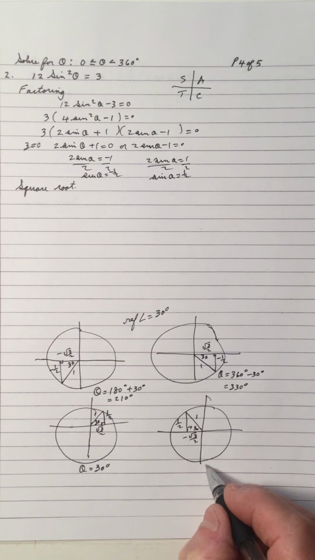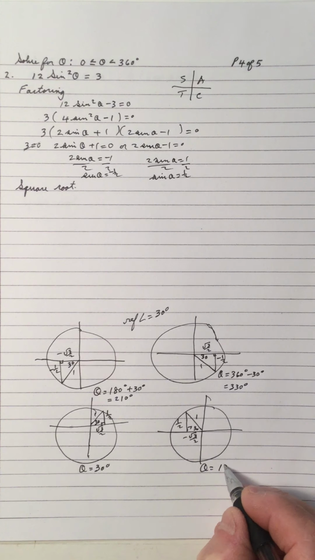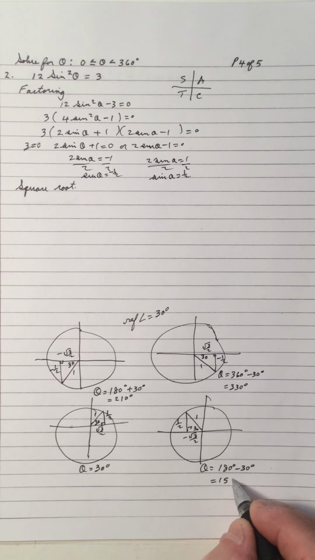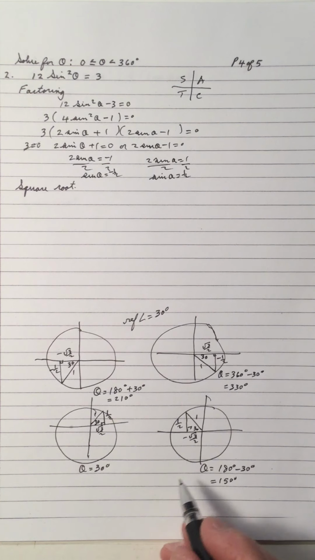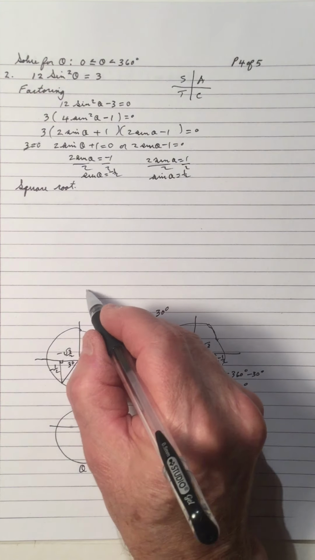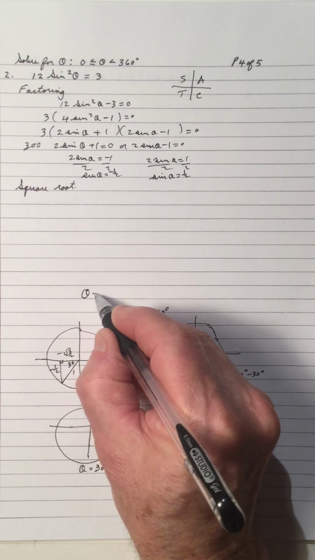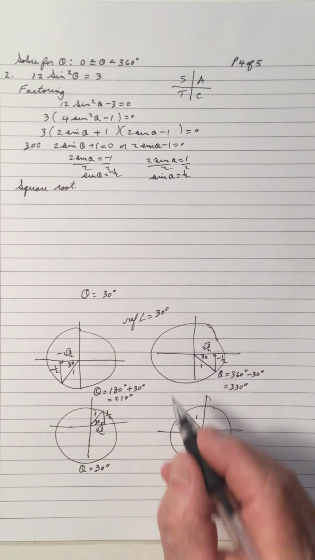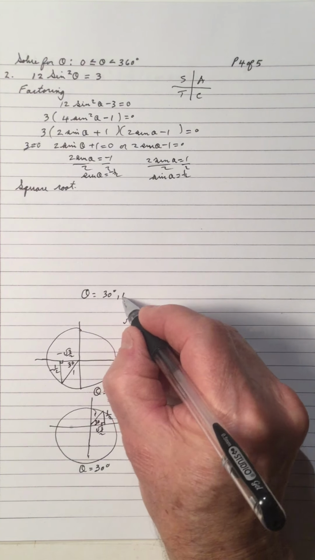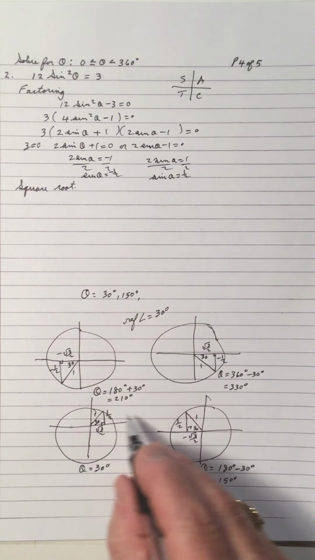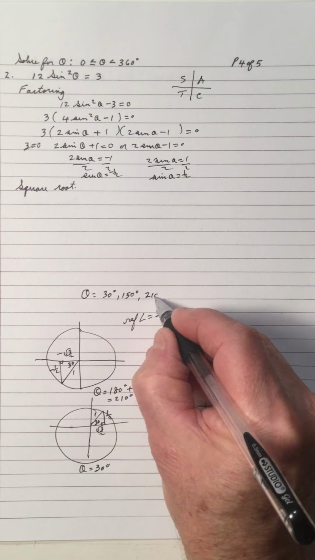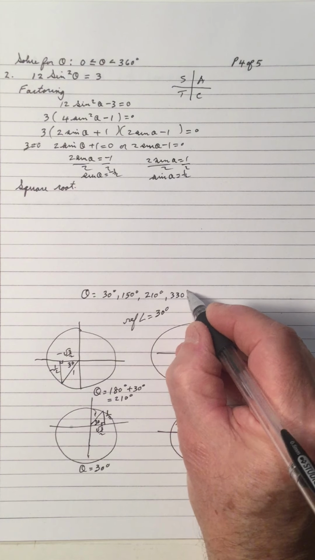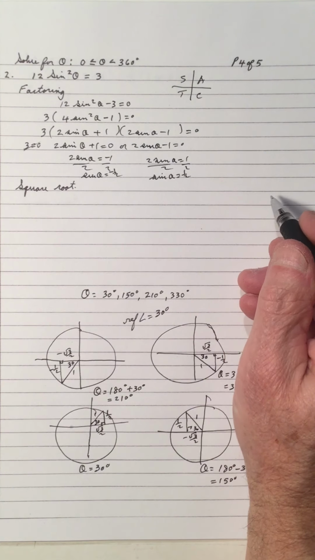In the second quadrant, theta is 180 minus the reference angle of 30, which is 150. So all these answers: the smallest one is 30, the next one is 150, the next one is 210, and the next one is 330. Those are the answers to this question.